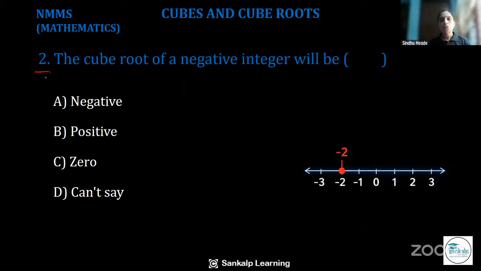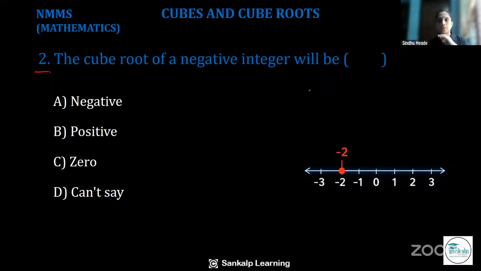Let us see question number 2. The cube root of a negative integer will be option A negative, option B positive, option C 0, option D can't say. Cube root of a negative integer.